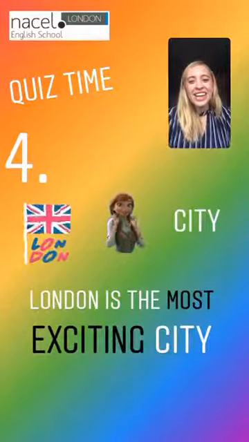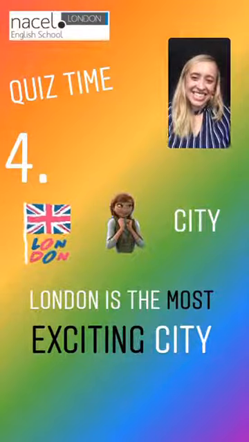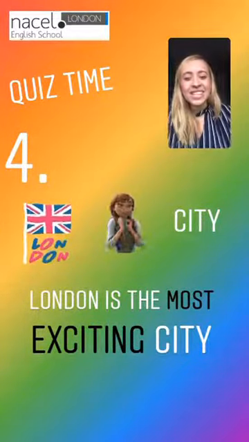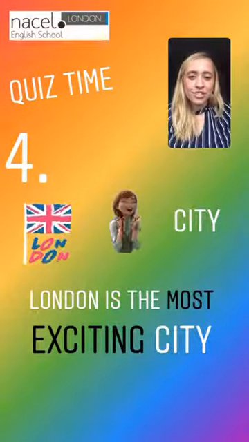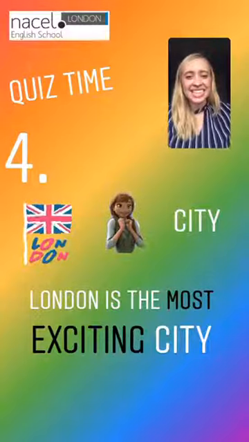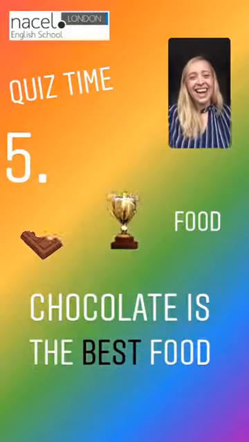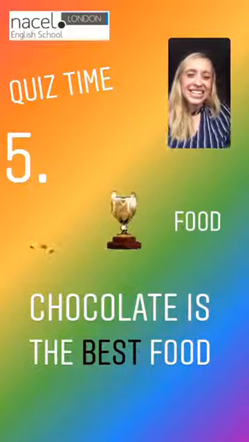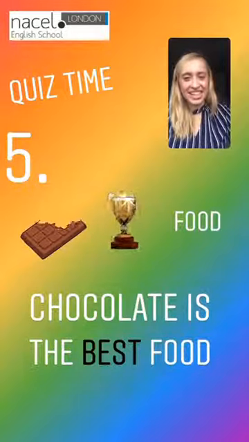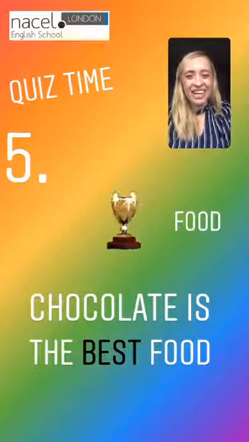Number 4 is London is the most exciting city. Exciting has two or more syllables, so we add most. London is the most exciting city. And finally, number 5 was about chocolate. Chocolate is the best food. Obviously, that's correct. Everybody loves chocolate.